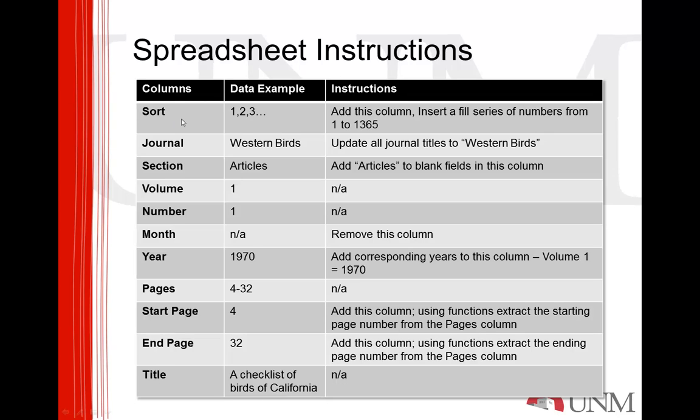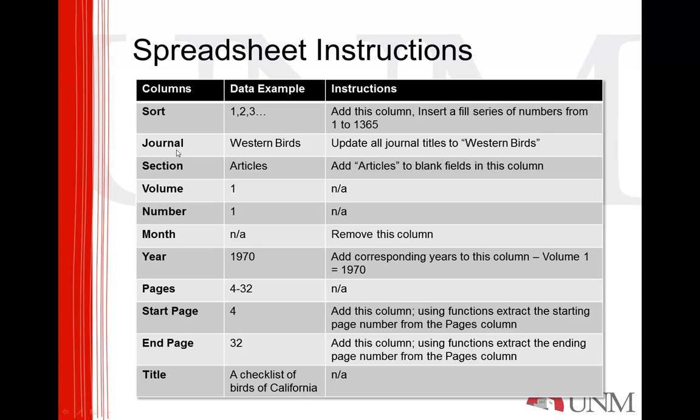All right, the first thing I'd like you to do is to insert a sort column with serial numbers running from the first record in the data set down to the last record, which I believe there are 1,365 total records in the data set you imported. And do this using the fill command in OpenOffice Spreadsheet.